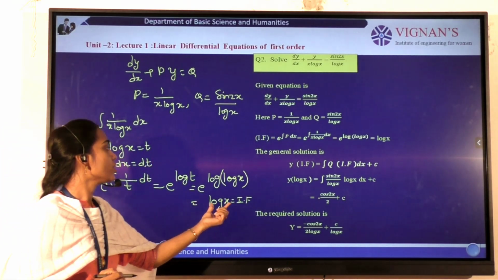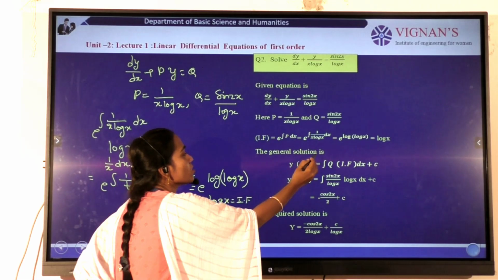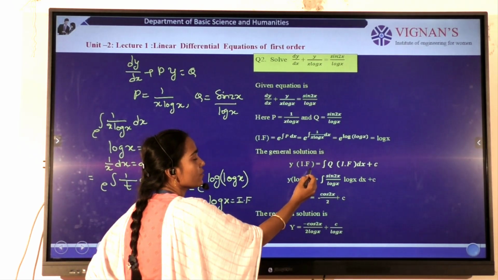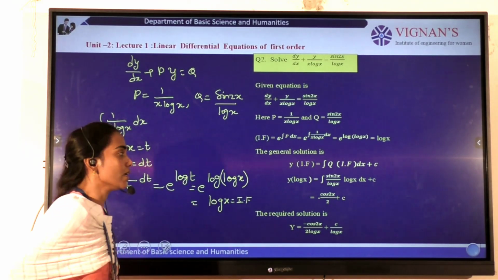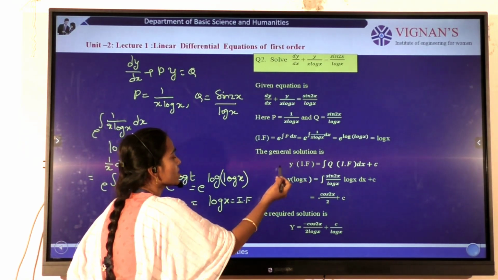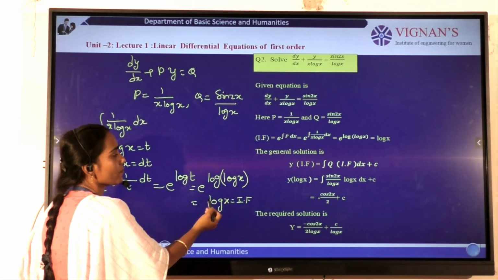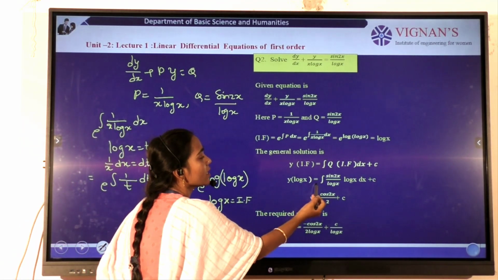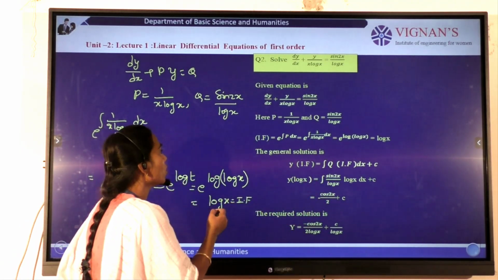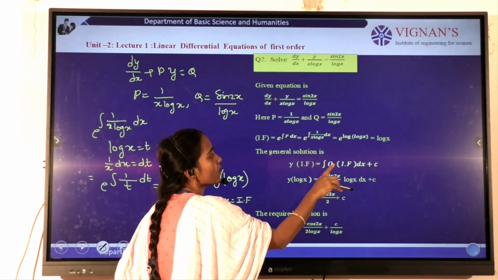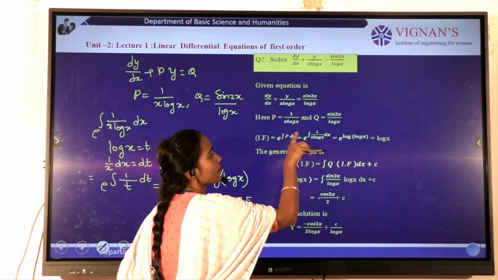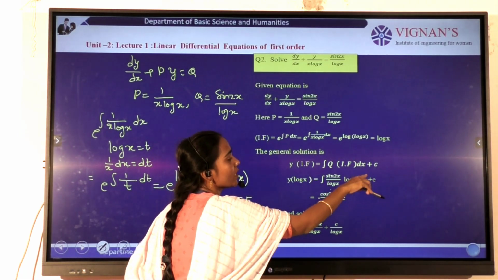Next, coming to the general solution. The general solution is y into integrating factor equal to integral q into integrating factor into dx plus c. So y into, what is our integrating factor? Integrating factor is log x. So y log x is equal to integral q. What is our q of x? Sin 2x by log x, and our integrating factor is log x into dx plus c.